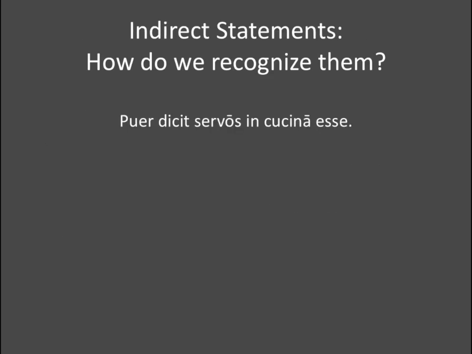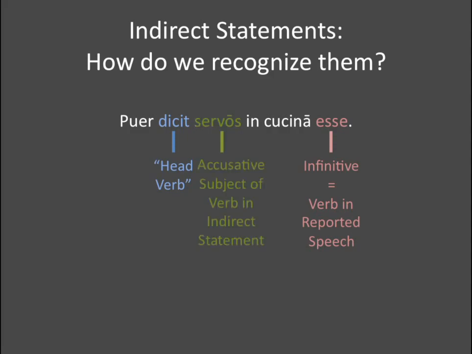First, puer dicit servos in cucina esse. The head verb dicit introduces the indirect statement. The verb in the reported speech is the infinitive esse. Because dicit is active, we expect there to be an accusative subject of the infinitive esse, and there is, servos.